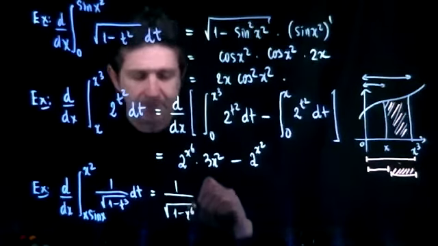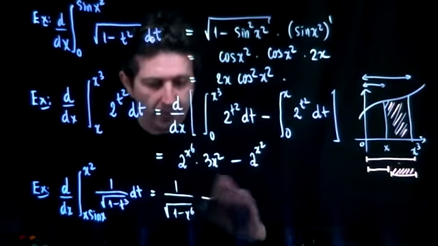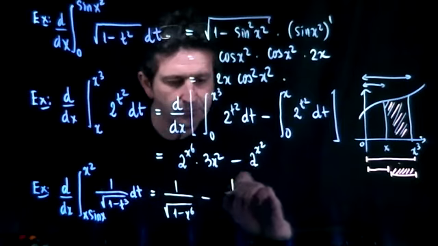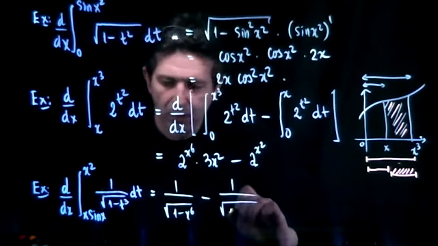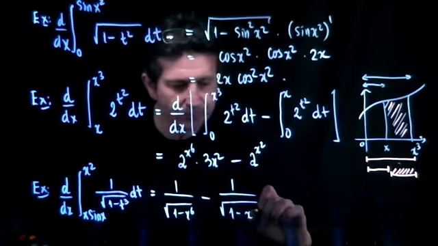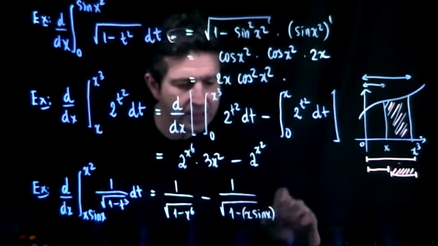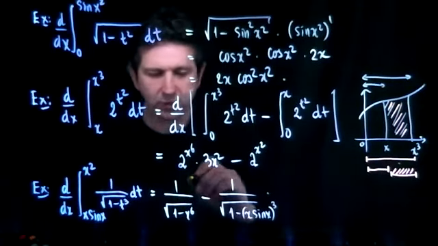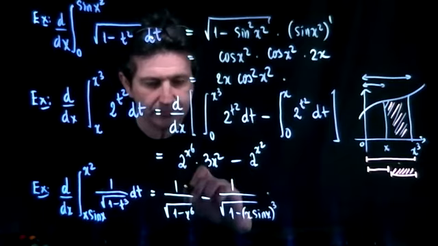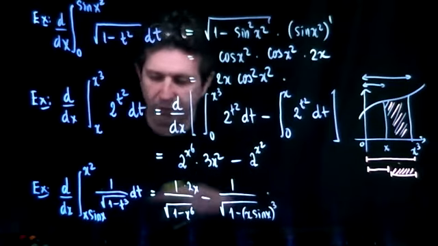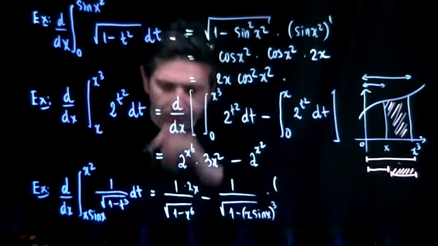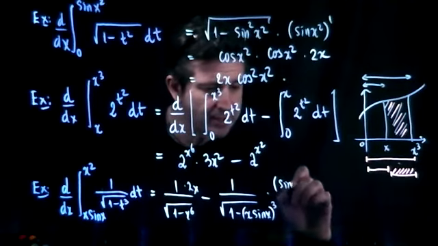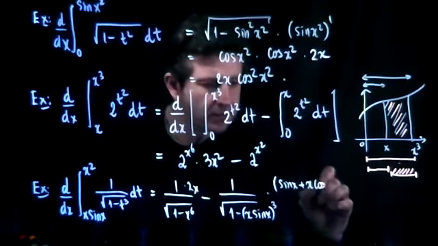1 over 1 minus x^6, minus, you plug in the x sine x in here, 1 over square root 1 minus x sine x cubed, times, don't forget the derivative of, oh, I forgot here to multiply actually, by 2x. And here I have to multiply by the derivative, which is a product rule. So sine x plus x cos x.